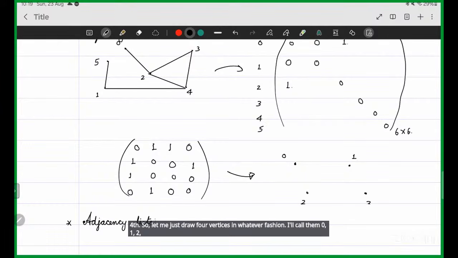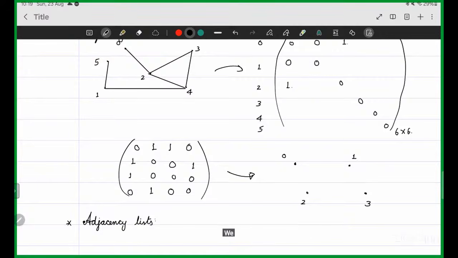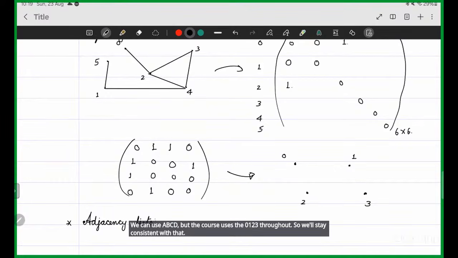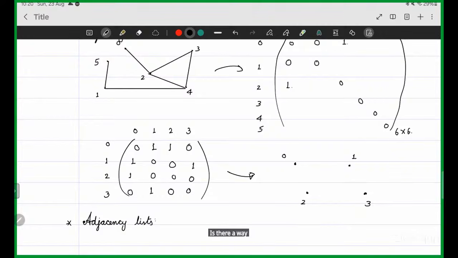So this is the standard convention. We can use ABCD, but the course uses 0, 1, 2, 3 throughout, so we'll stay consistent with that. Is there an edge from 0 to 1? This is corresponding to 0, 1, 2, 3 vertices, and this is 0, 1, 2, 3 vertices. Is there an edge between 0 and 1? Yes, because the 0, 1 entry is 1. Also from 0 to 2. And 1 to 0. 0 to 3 there is not, right?